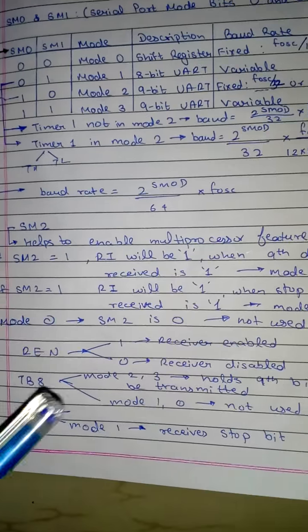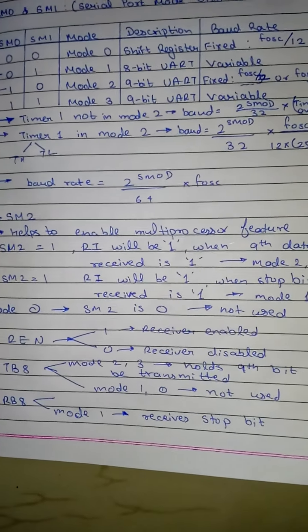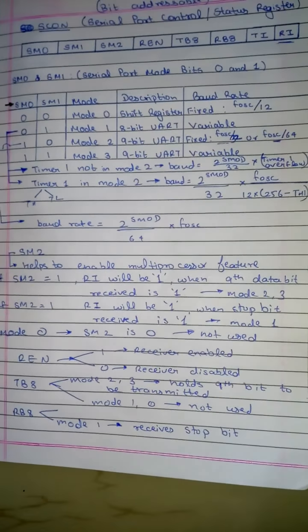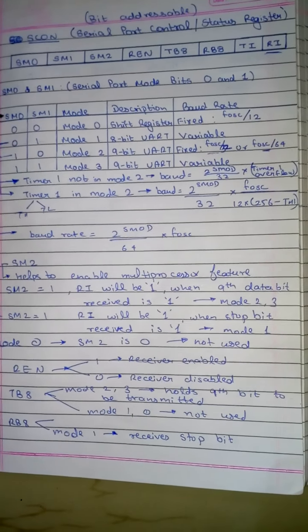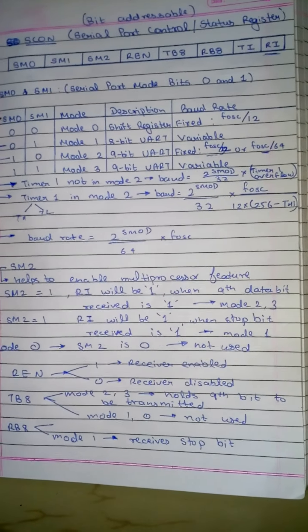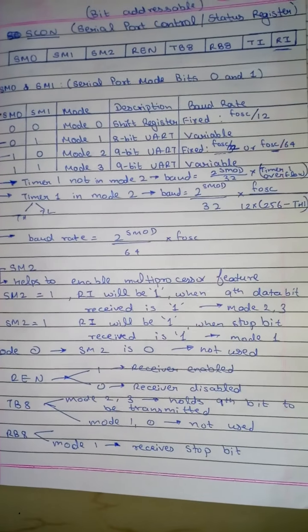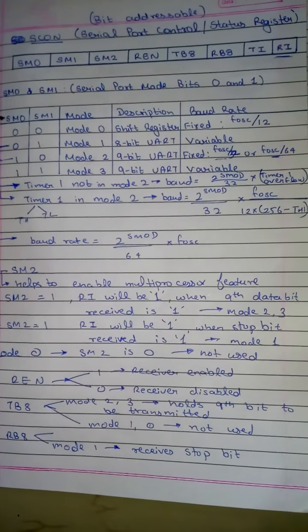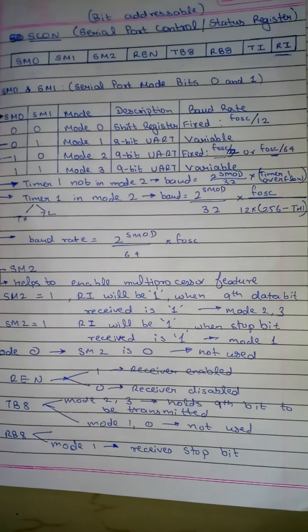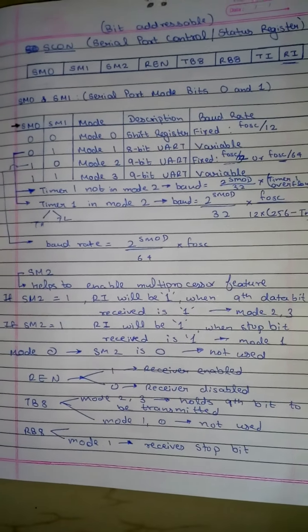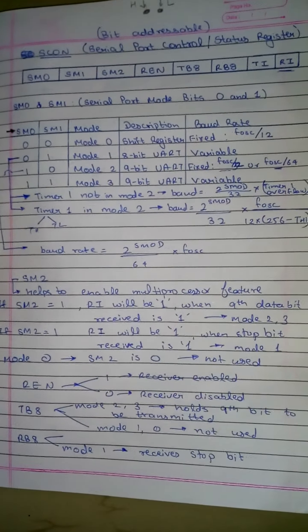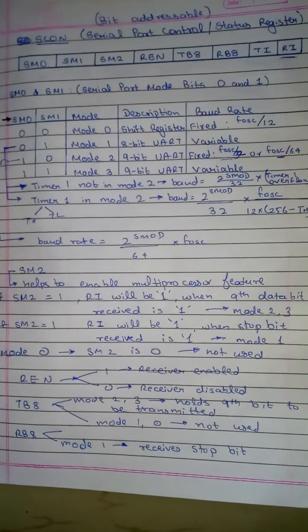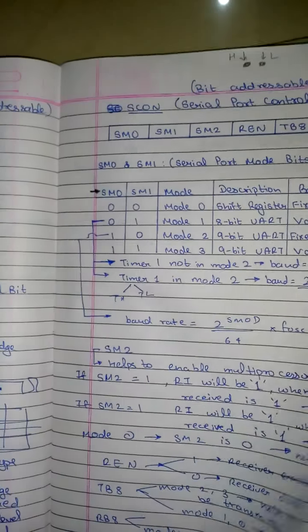RI is receive interrupt. If RI is equal to 1, it means one character has been received. Now you should clear the RI for receiving the next character. Then you have TI, the transmit interrupt. If TI is equal to 1, it means one character has been transmitted. Now you should clear the TI so that the next character can be transmitted. Now this was all about SCON.